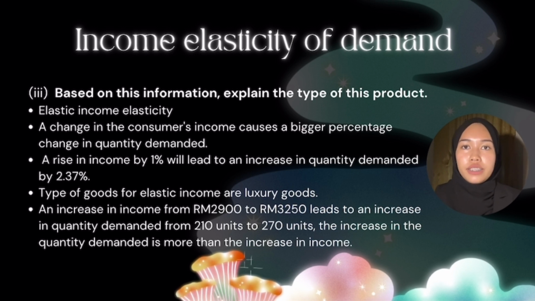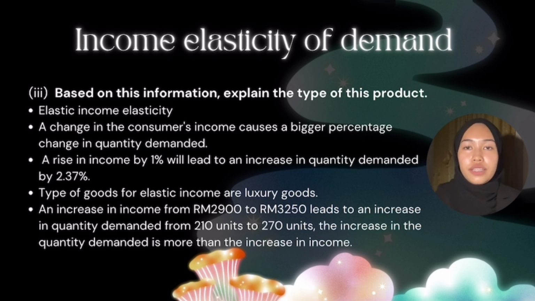If a product has an income elasticity of demand greater than 1, it means that the quantity demanded of that product is highly responsive to changes in income. As income increases, the demand for the product increases at a greater proportion. This indicates that the product is a luxury or high-end good, where consumers allocate a larger portion of their increased income to purchase more of the product. For example, luxury cars, high-end electronics, or designer clothing often exhibit elastic income elasticity.